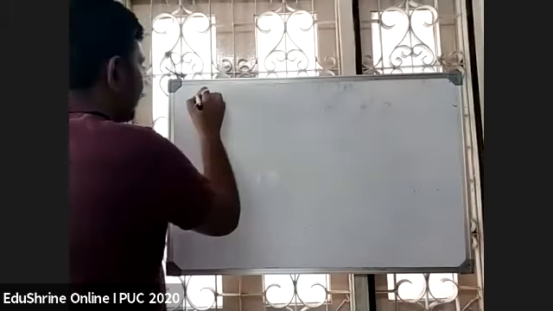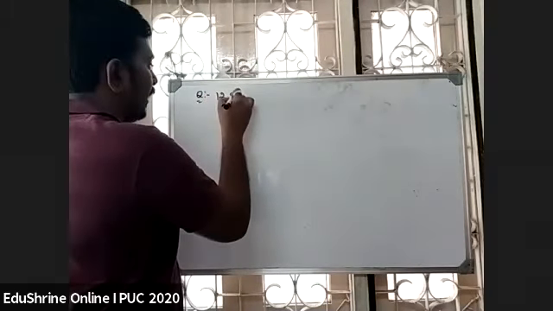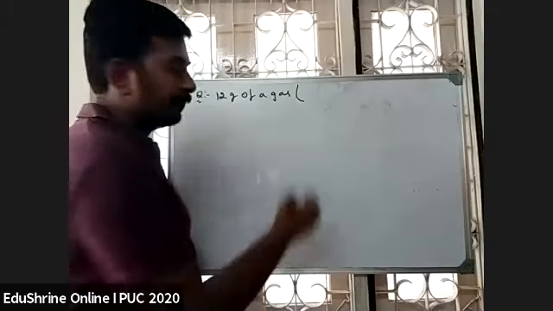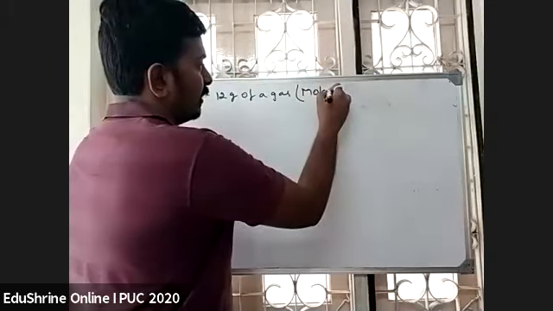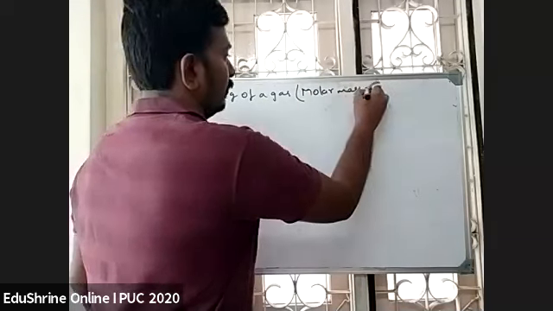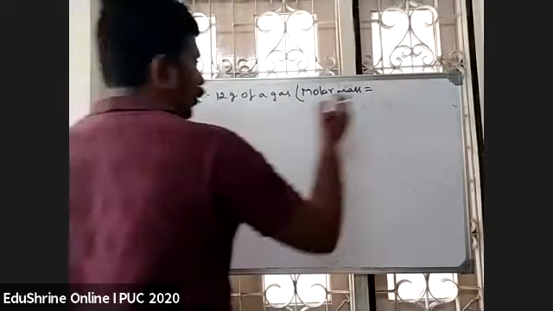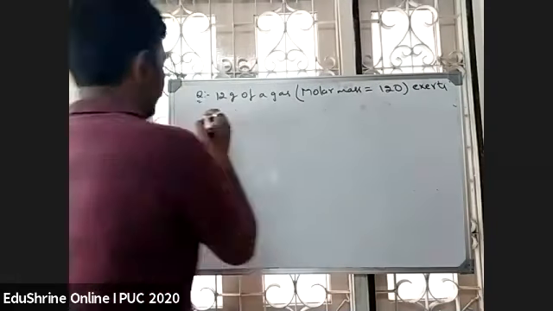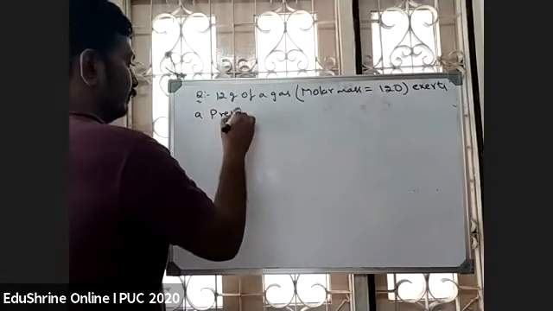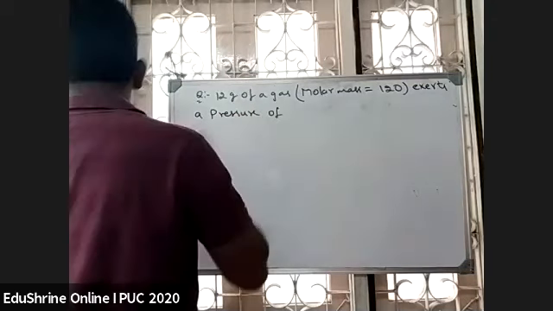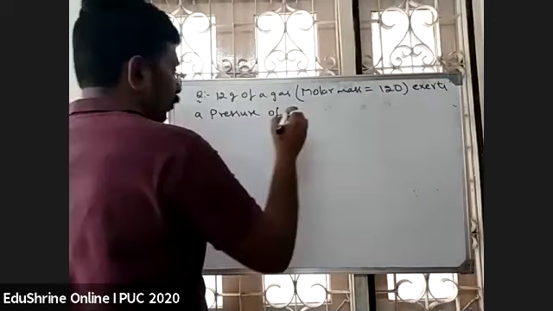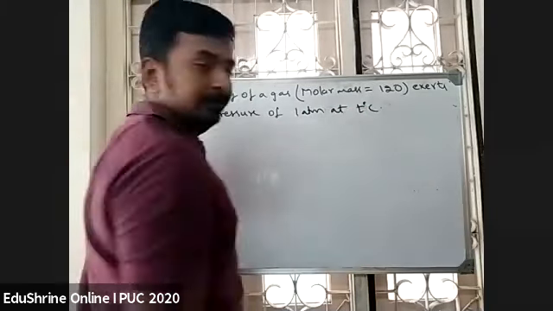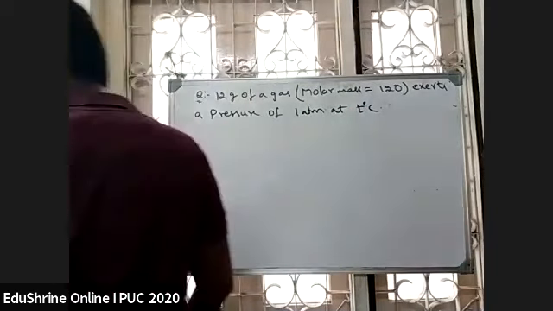Next question is: 12 grams of a gas, in bracket molar mass is 120, exerts a pressure of 1 atm at t degrees centigrade.